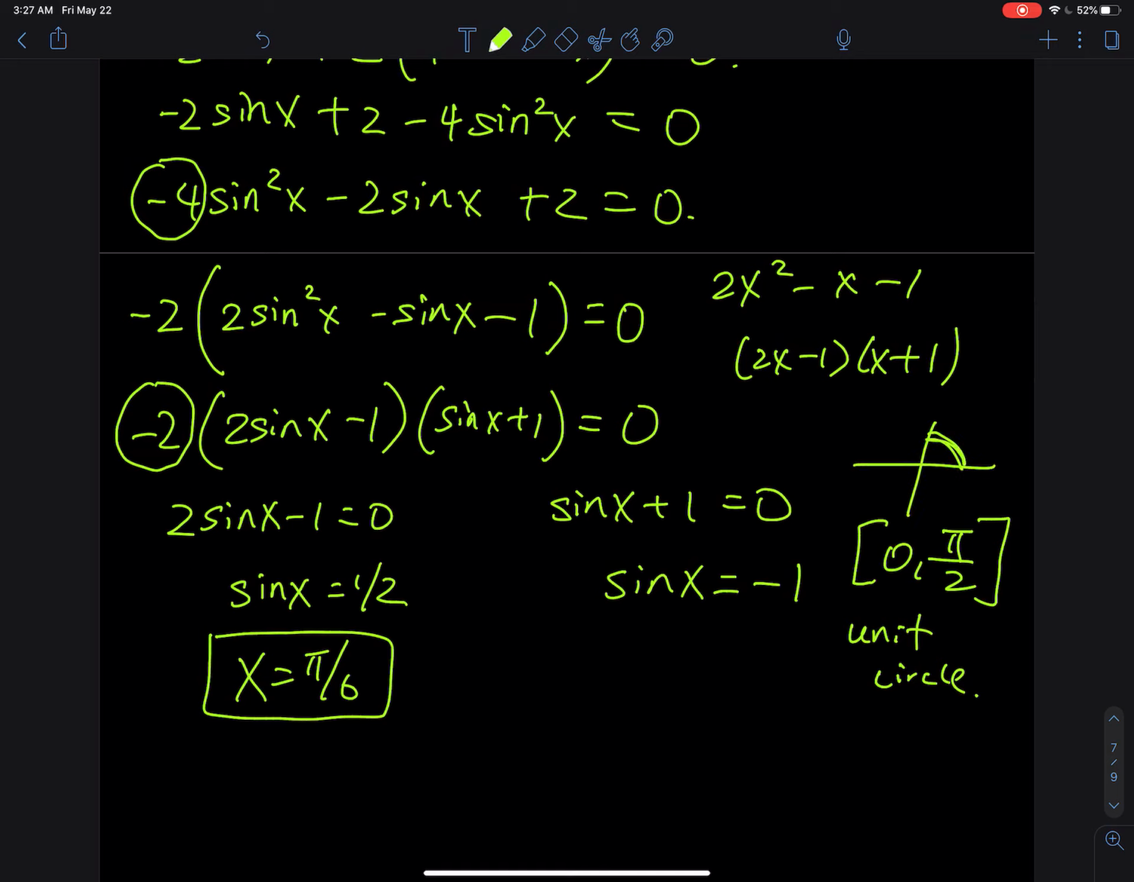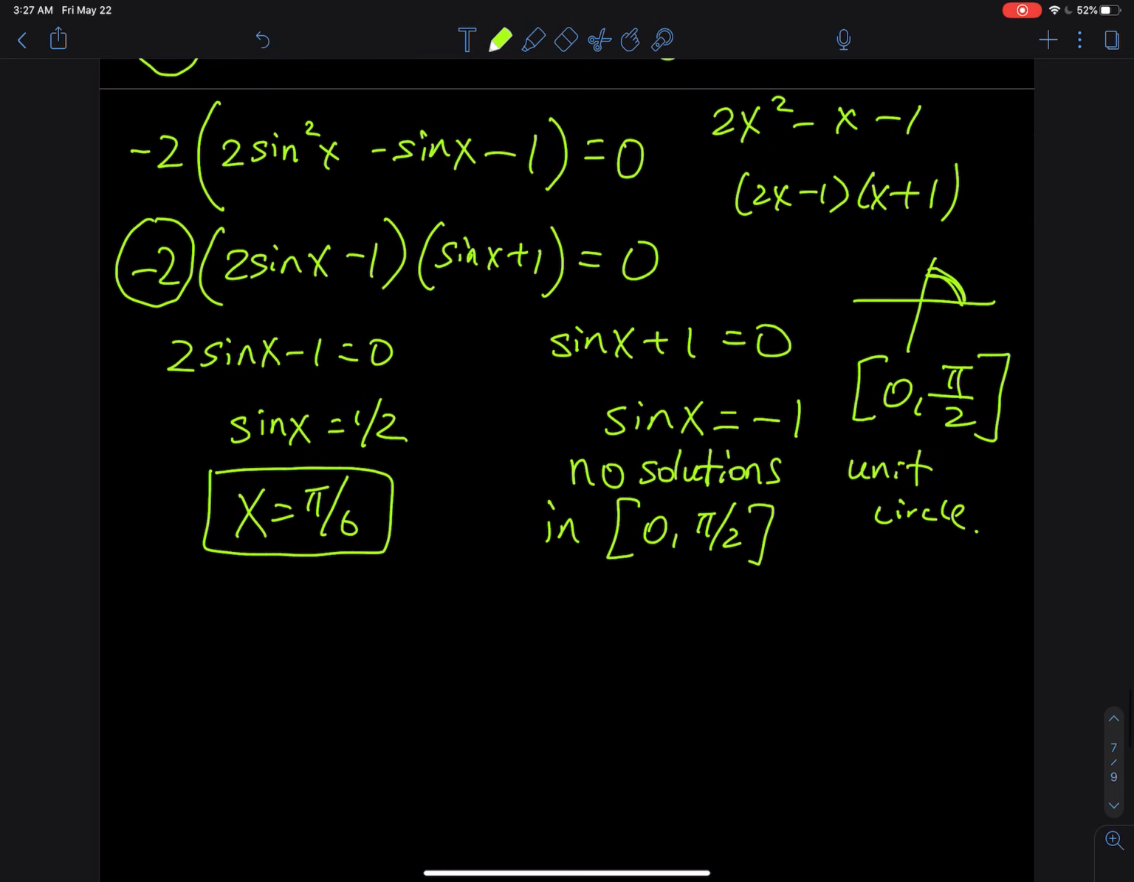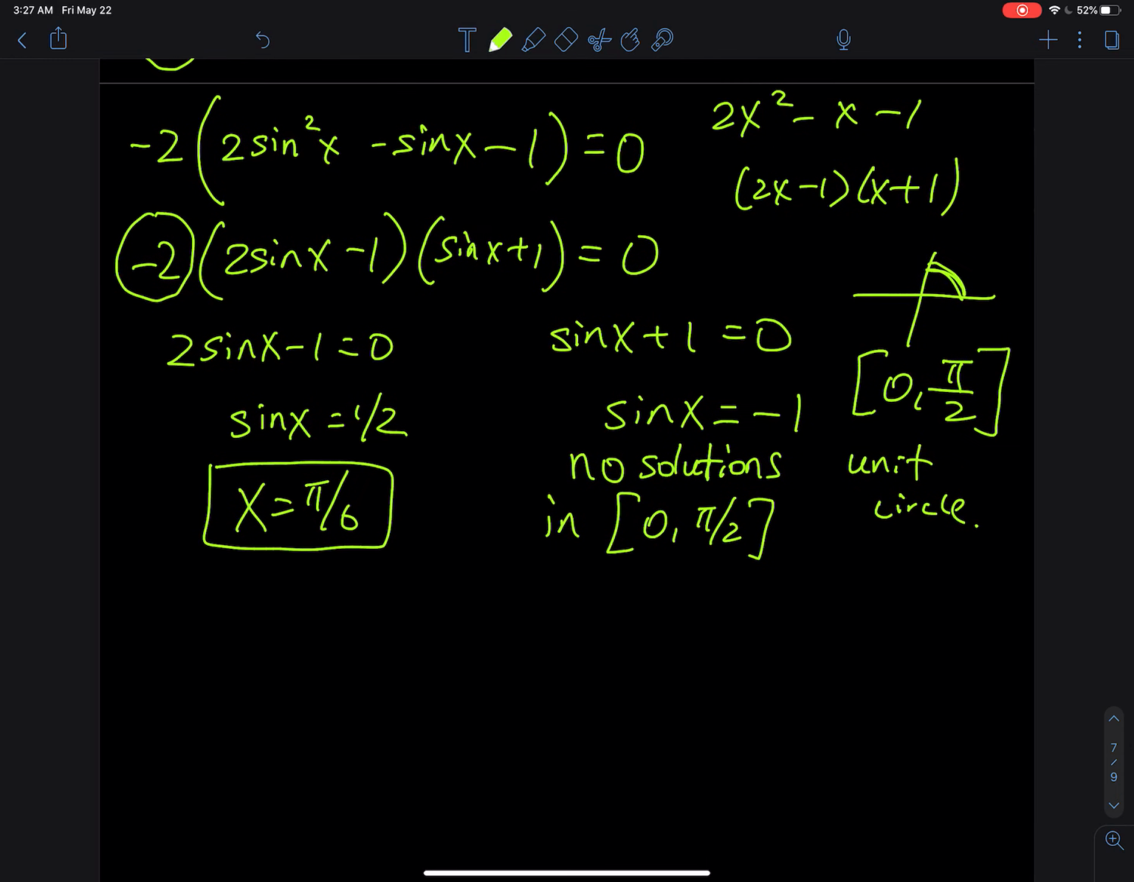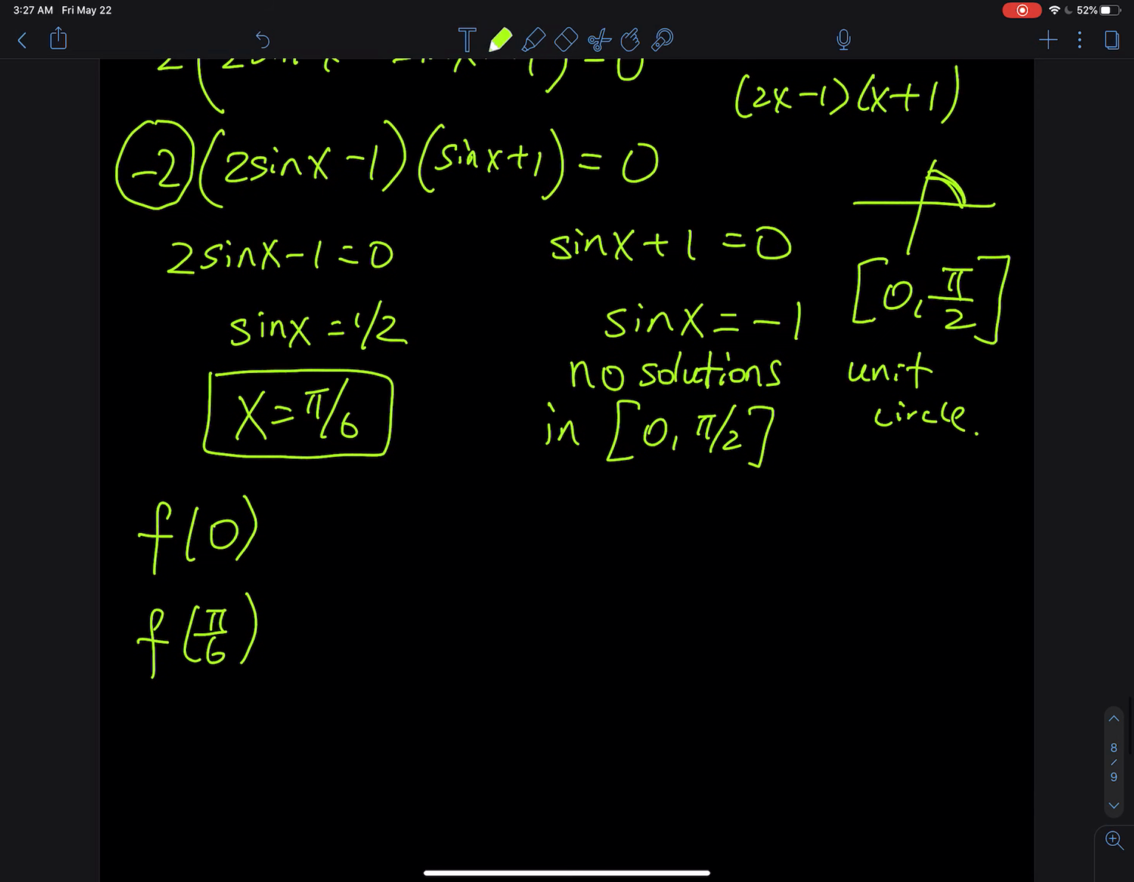All right, and then sine x equals negative 1 in the first quadrant. Can x be negative? The answer is no, because that means this one has no solutions. I'm not saying that there is no solution; this one has no solution within 0 to pi over 2, because in the first quadrant, y can never be negative. So we only have one critical number. So we have 3 numbers to test: the pi over 6, the left end, and the right end. So we have to test f of 0, f of pi over 6, and then f of pi over 2.